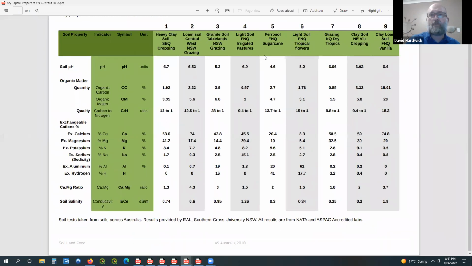So if we have a look at this, for example, some of these are tropical soils, which always are interesting from an acidity point of view most of the time. So if we have a look at soil number 6, which is a granite soil in the tropics, it's got a pH of 5.2 in water, so it'd be 4.5 pH calcium chloride. It's quite acid. And in this soil, aluminium is 61% in the front bar.